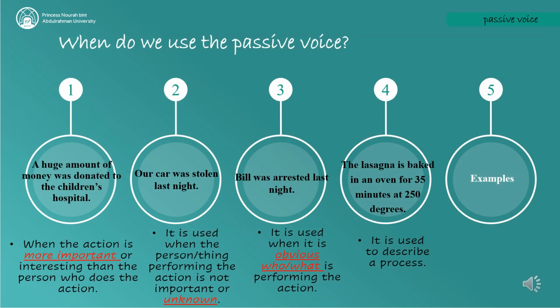Now, we want to know, when do we use the passive voice? We use the passive voice in specific situations. The first situation is when the action is more important or interesting than the person who does the action. And also, we use the passive voice when the person or thing performing the action is not important or unknown. In addition, it is used when it is obvious who or what is performing the action. And finally, it is used to describe a process. And we have some examples here for each situation.